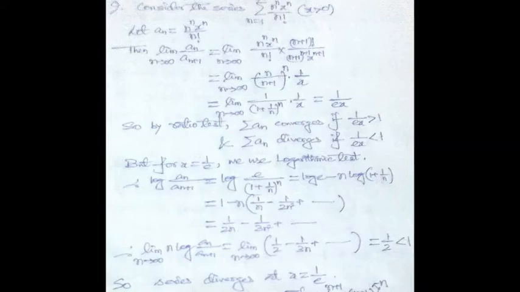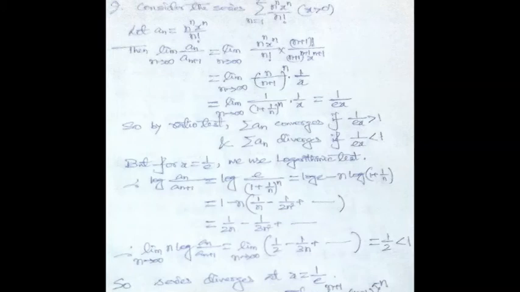Problem 9. Let us consider the series summation n^n x^n divided by n factorial, where x is a positive number. Let us consider a_n as n^n x^n divided by n factorial. Then the limit of the ratio of consecutive terms, that is the limit of a_n by a_(n+1), will be the limit as n tends to infinity of (n by n plus 1)^n times 1 by x.